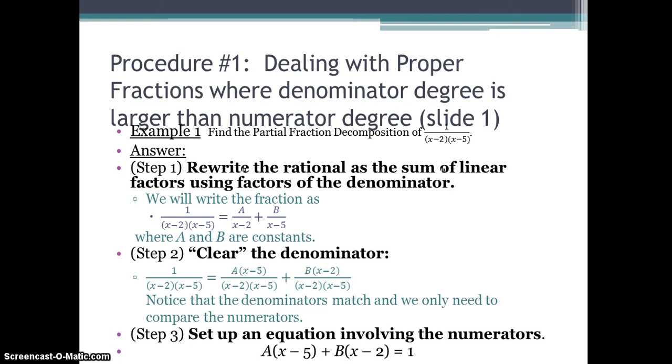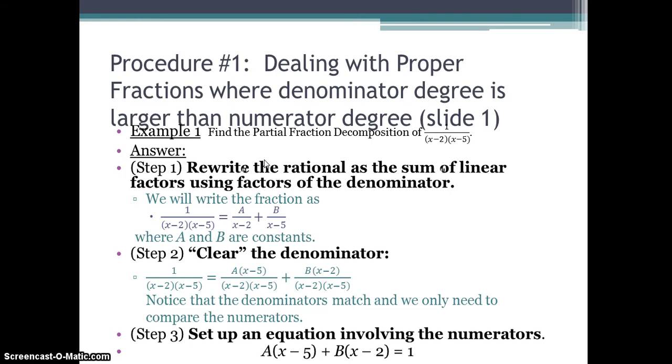Dealing with proper fractions, when the denominator degree is larger than the numerator degree. For example, we've got 1 over (x minus 2) times (x minus 5). How do we decompose this? Well, step 1, rewrite the rational as the sum of linear factors using factors of the denominator. In our case, we've got x minus 2 and x minus 5. And we're going to say A and B are the constants that we don't know yet that will decompose our fraction. So 1 over (x minus 2)(x minus 5) is going to be equal to A over x minus 2 plus B over x minus 5.